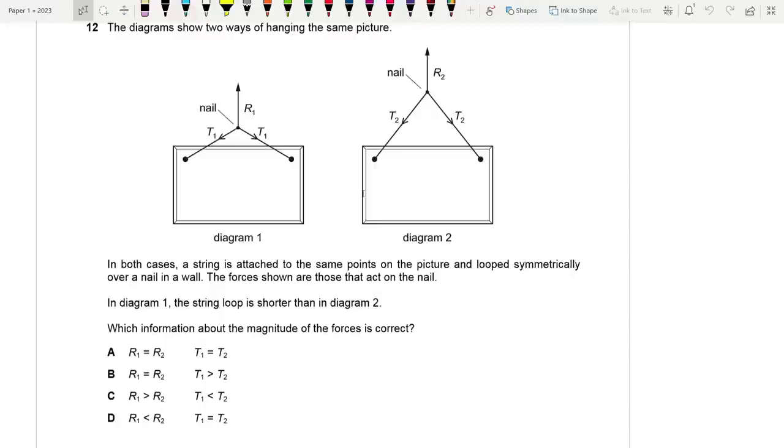Okay, so let's do this, guys, step by step. In both cases, we are hanging the same picture, so the weight of the picture is remaining the same. The forces shown are those that act on the nail. In diagram 1, the string loop is shorter than in diagram 2. This loop is shorter.